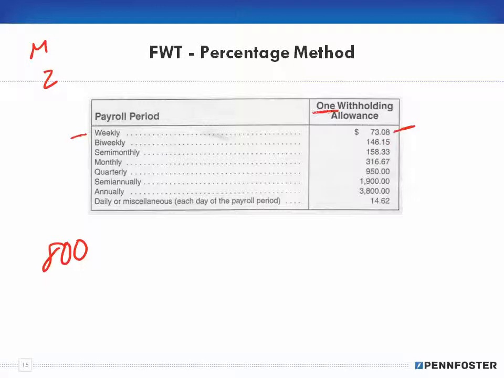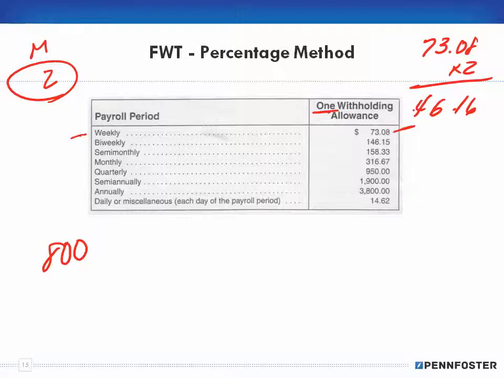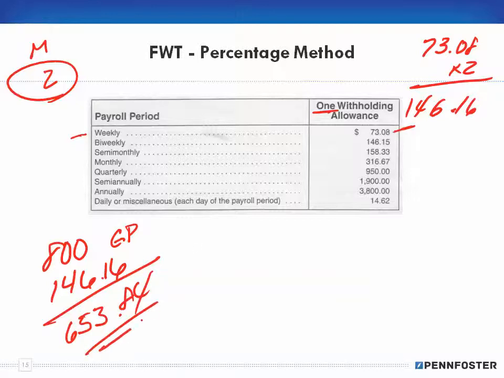$73.08. Okay, but that's for 1 withholding allowance. Now I have 2, right? So that means 73.08 times 2 is 146.16, right? That's how much we're going to get for our withholding allowance, which means if I'm being paid a gross pay of $800, I deduct the 146.16 first. Okay, and that ends up being $653.84.